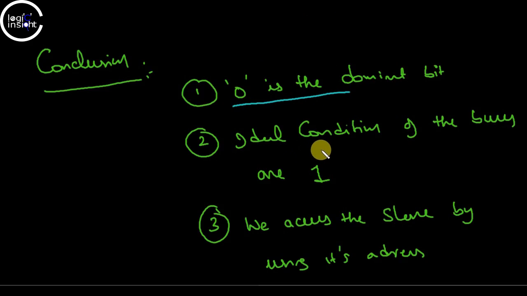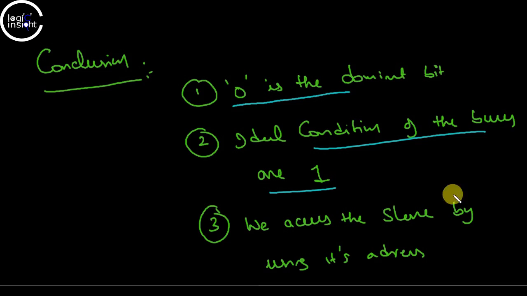And the ideal condition of the bus is 1, because if we don't switch the MOSFETs or transistors, whatever the circuit inside there is, if we leave it like that, then the ideal condition will be 1, because it is an open drain condition. Then the pull-up will pull the line up to 1.